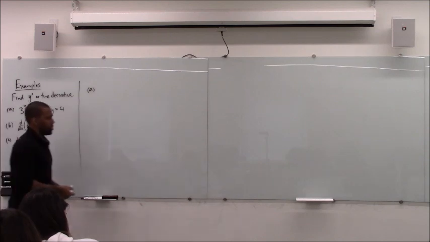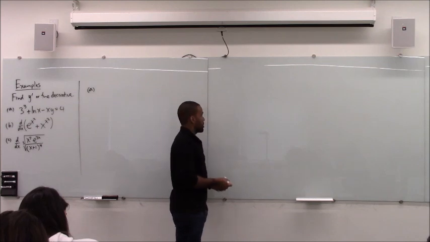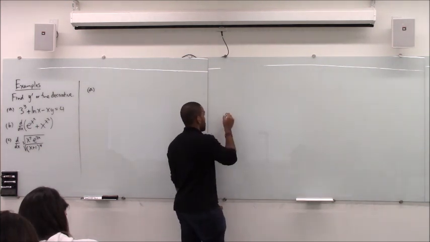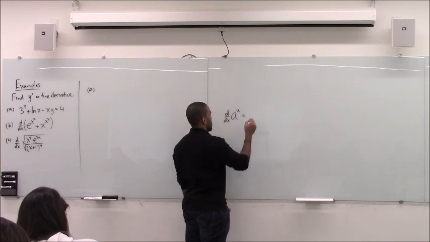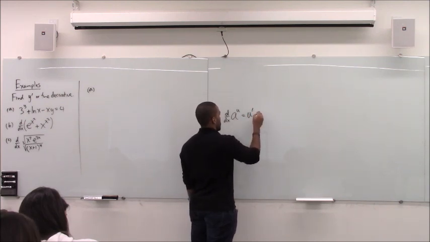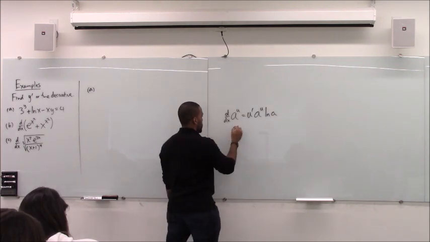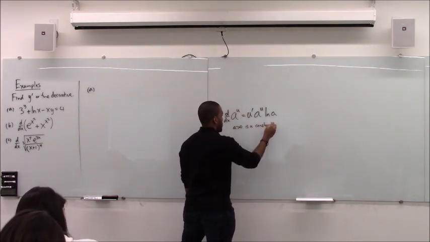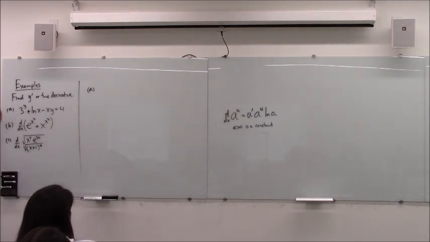What is the rule, by the way? What is the rule that I'm referring to? Maybe we should start there. The derivative of a to the u is equal to u prime a raised to the u times ln a. Right. So here a is greater than 0 and is a constant. That's how we differentiate it. Okay, so now here I have a 3 to the y.